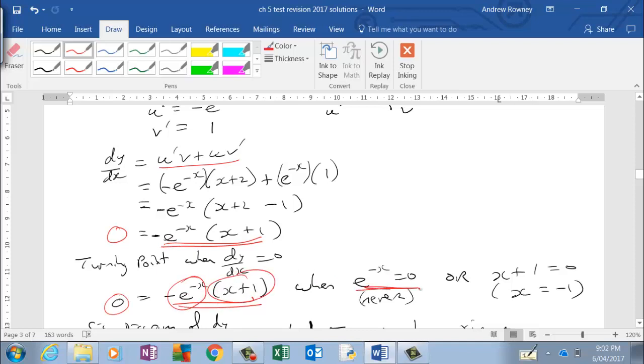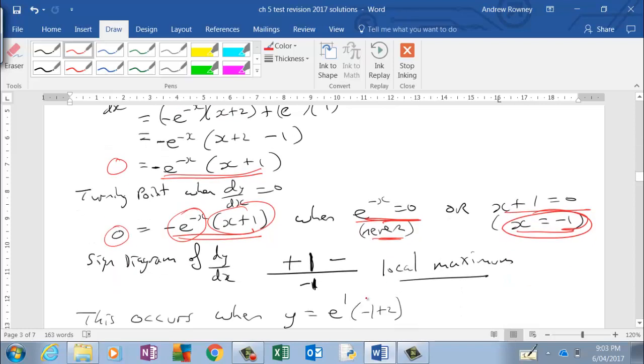So either that is 0, which can never happen because the e to the x graph, or even the e to the minus x graph, sits entirely above the x-axis, or the other bracket is 0, which means x is minus 1. So that's where the turning point occurs, at minus 1. So we can do a sign diagram to see if it's a local max or local min. So we put minus 1 on the x scale, and we substitute the numbers into the derivative.